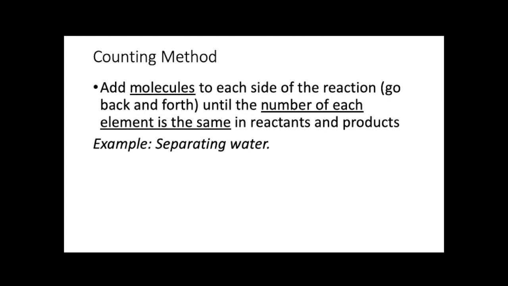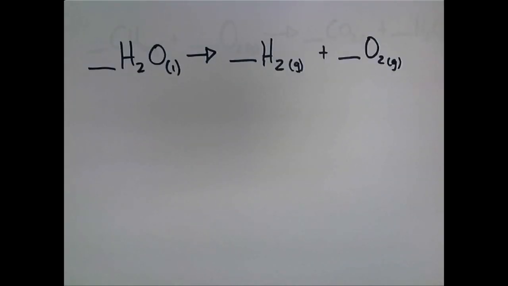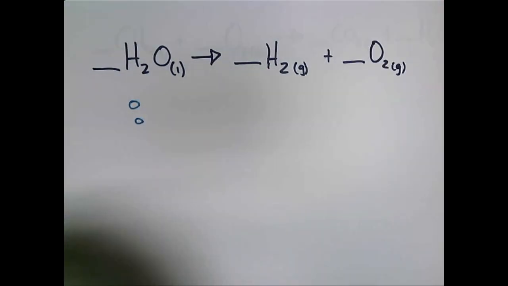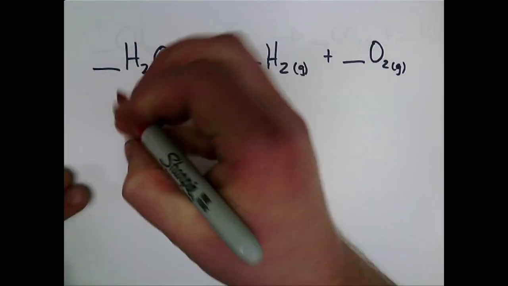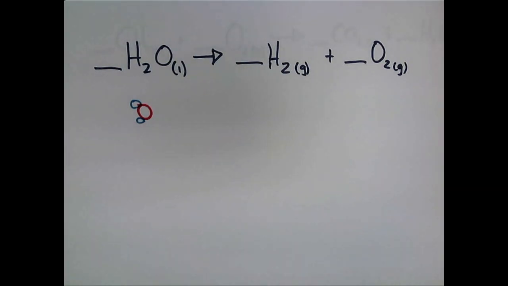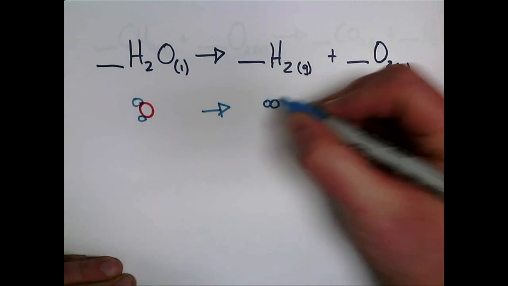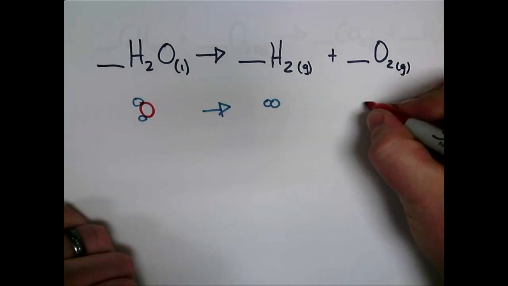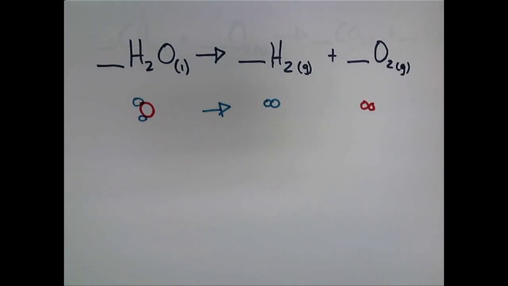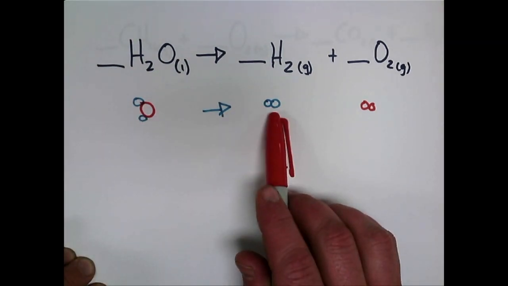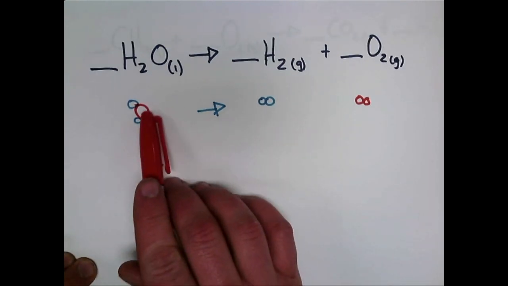So here's an example of this. I have the reaction separating water here. I'm going to start off by just drawing a picture of each and every single thing. So I've got my water here, which is 2 hydrogens and an oxygen. And then on the other side of this arrow, I have hydrogen, which is H2, and oxygen, which is O2. Now if I count on both sides here, I have 2 hydrogens and 2 hydrogens over here, so that's the same. But then the oxygens only got 1 and 1.